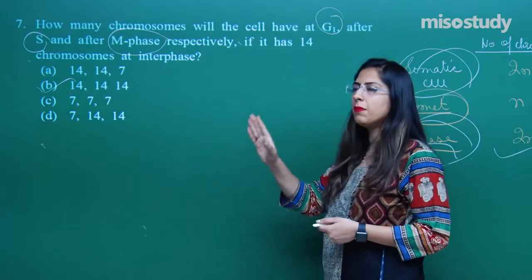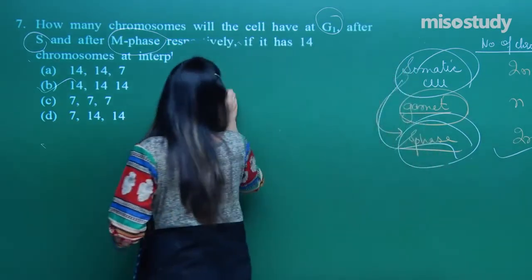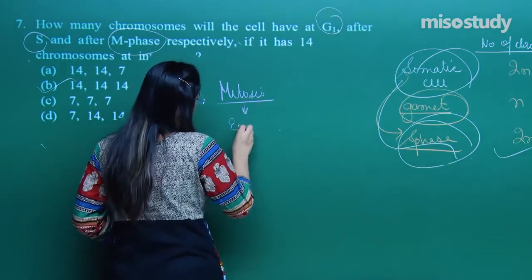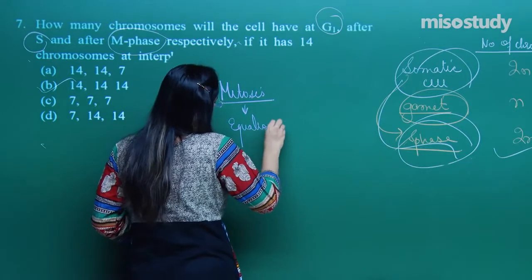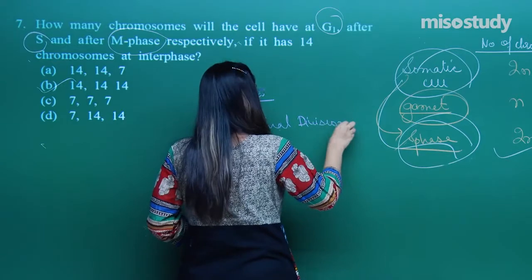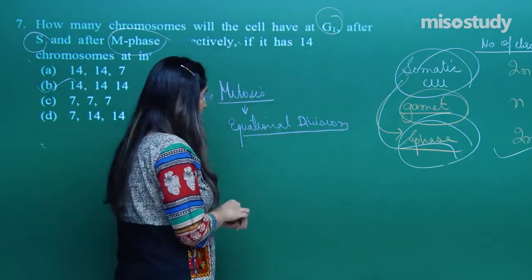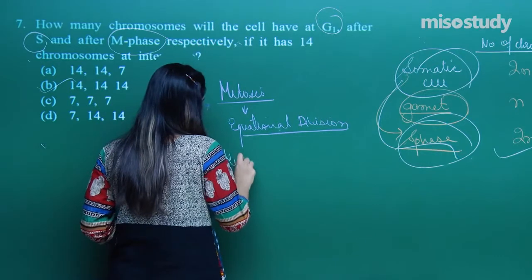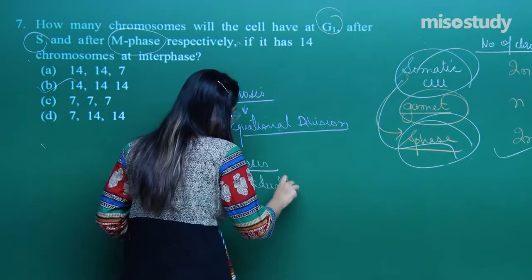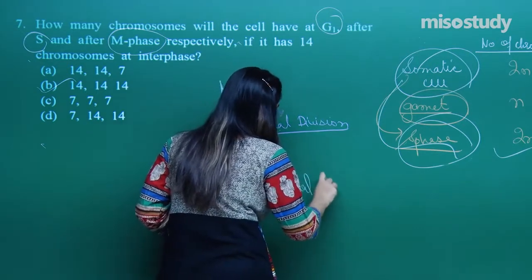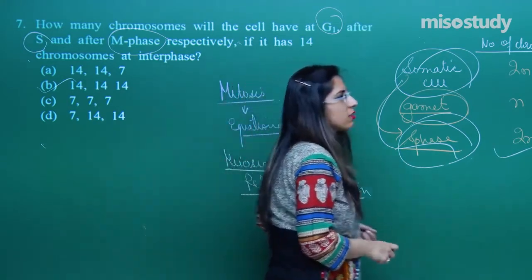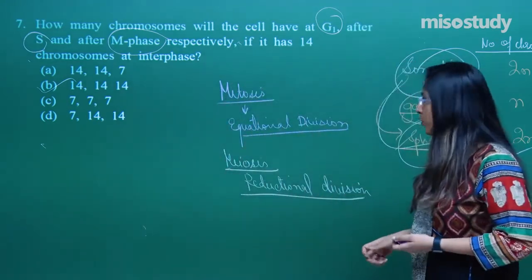14, 14, 14, they remain the same because mitosis is what? Equational division. Whereas meiosis is reductional division.